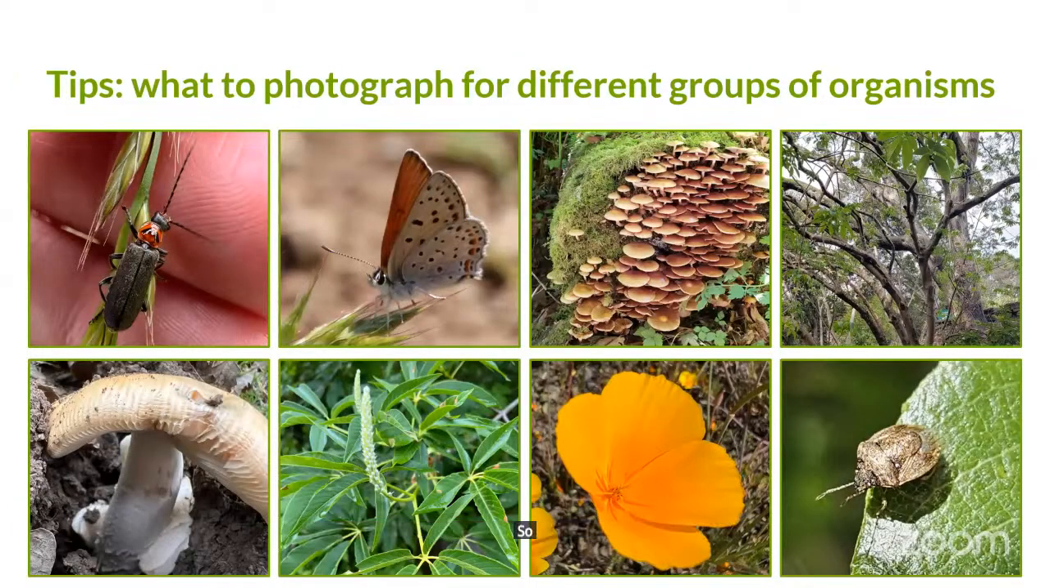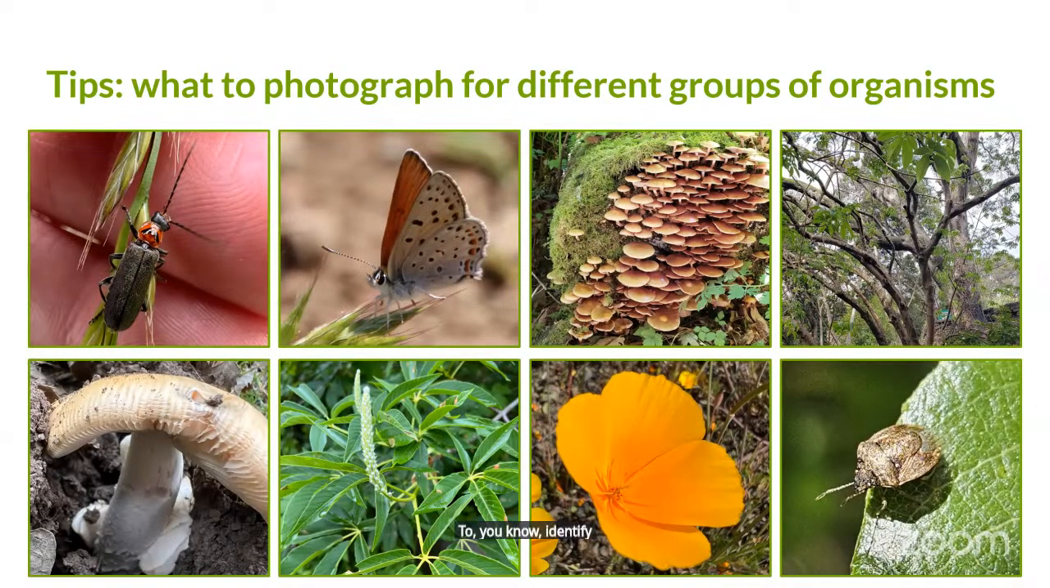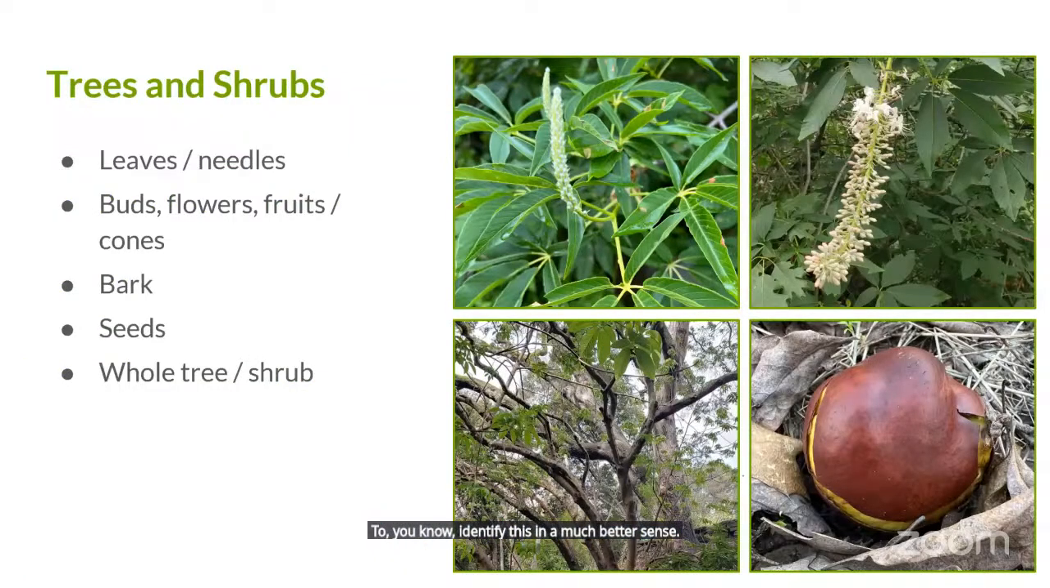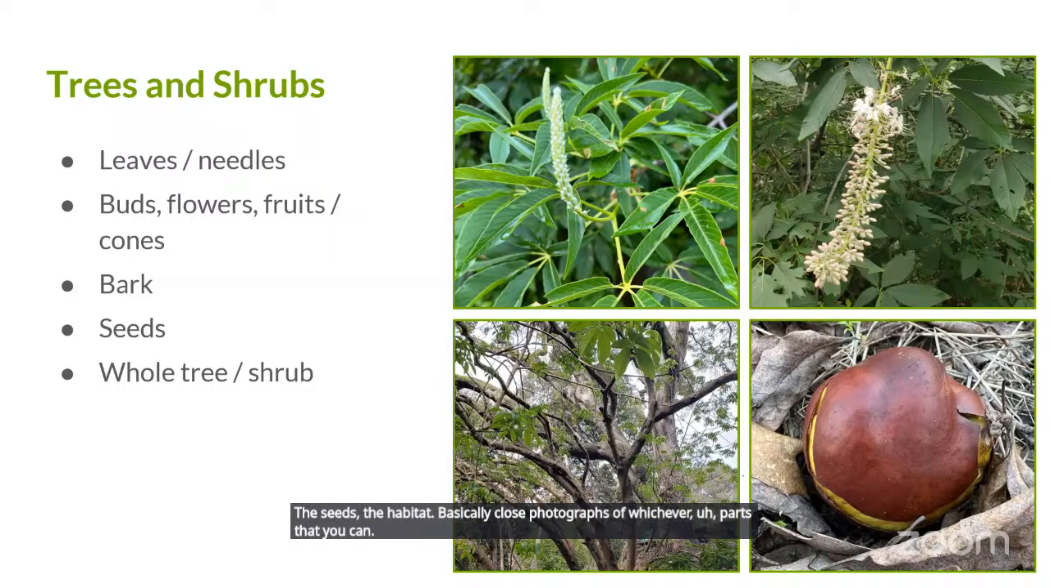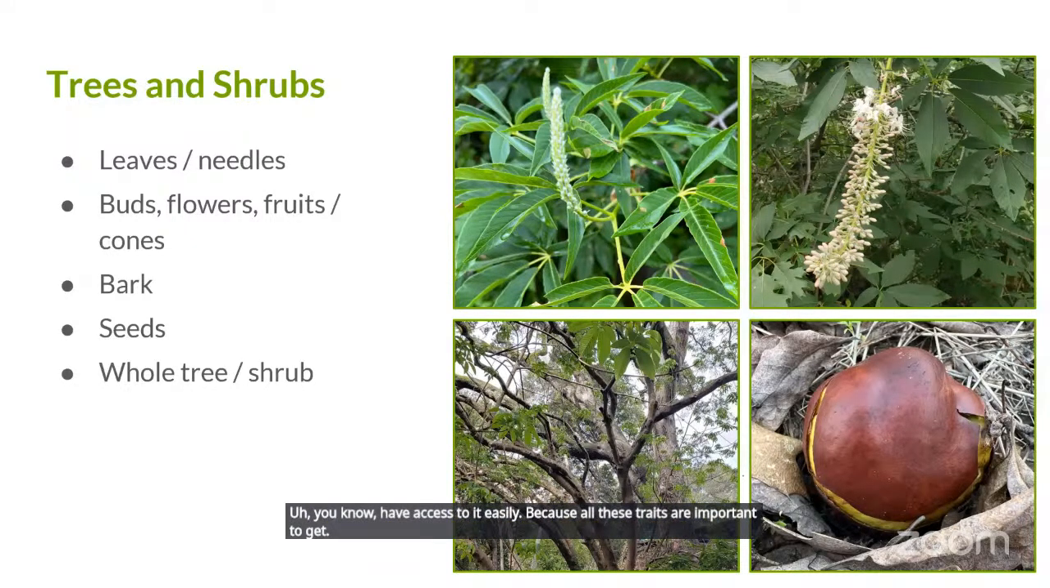So this is a guide to what to photograph for different groups of organisms, which will help identify them in a much better sense. If it's trees and shrubs, always take photographs of the leaf, buds, flowers, fruits, the entire tree itself, the seeds, the habitat. Basically, close photographs of whichever parts you can access easily, because all these traits are important to get trees and shrubs identified.